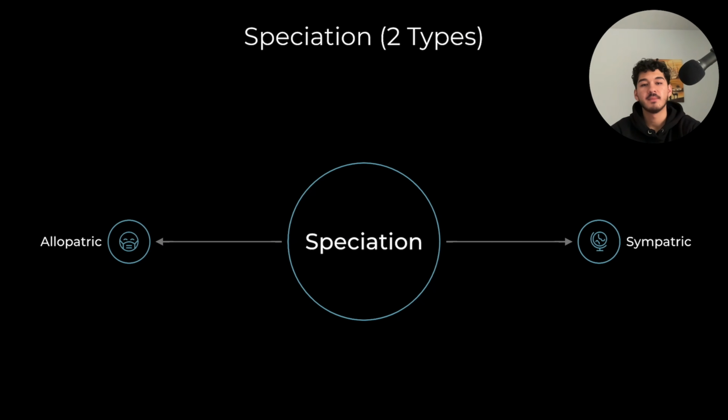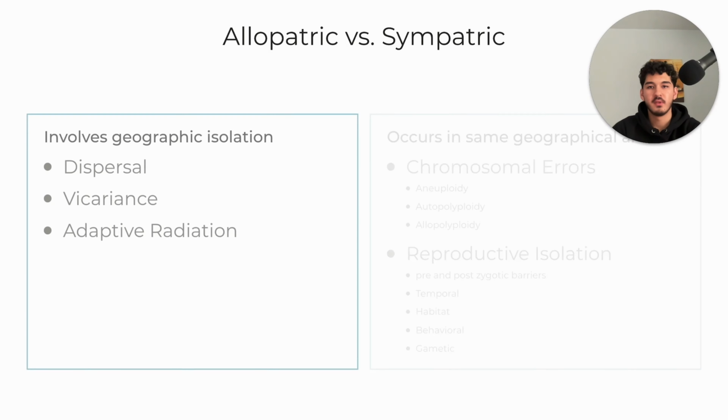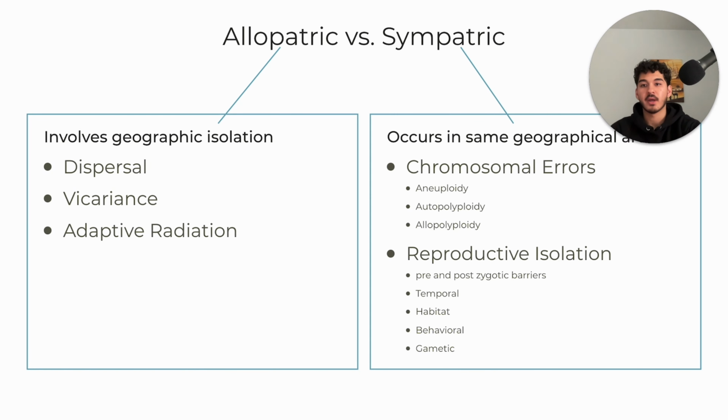So there's two types of speciation we have to know. We have allopatric and sympatric. And what are the differences between these two? Well, allopatric involves geographic isolation. And that's kind of why I put the little COVID mask there, because you have to isolate it. So there's three types of allopatric speciation. And this depends, like I said, on geographic isolation.